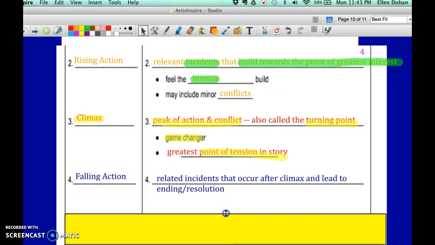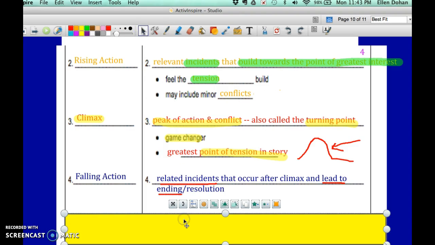After the climax, we have falling action. And again, if we go back to our roller coaster metaphor, whoop, here's where our falling action is. This means that we're moving towards that very ending piece. There's no new conflicts being introduced. It may not be totally wrapped up and everything happy, but it's all of the related incidents that are leading to this ending.